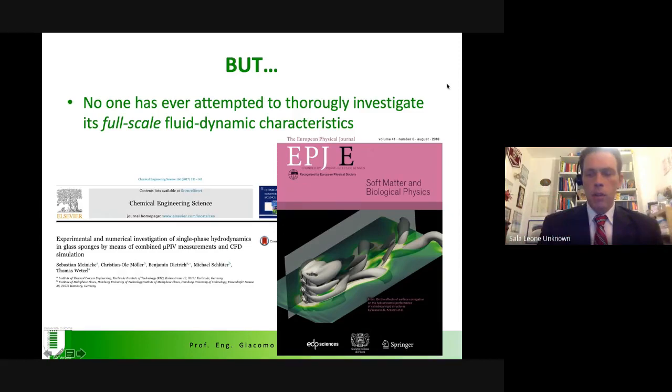So the remarkable structural properties have been studied in the last 15 years by many authors, but no one has ever attempted to thoroughly investigate the full-scale fluid dynamics of this sponge. Just 2 papers are present in the literature. This one by the group of Professor Wetzel, but they just looked into a portion of the skeleton to see the flow through the pores. And another one from my group 2 years ago, when we were starting this activity and just used equivalent and more simplified geometries. Then we turned to the actual real exoskeleton.